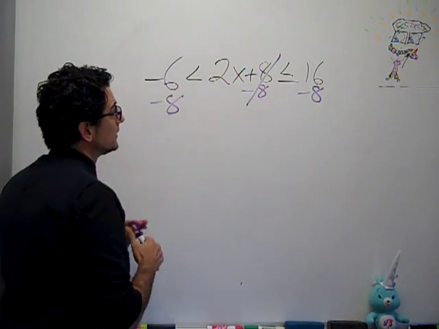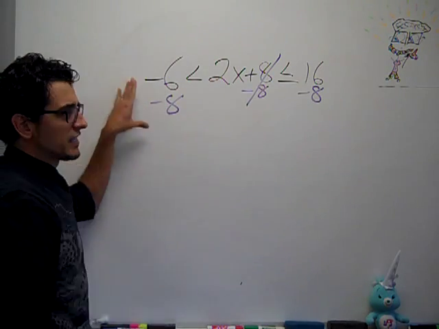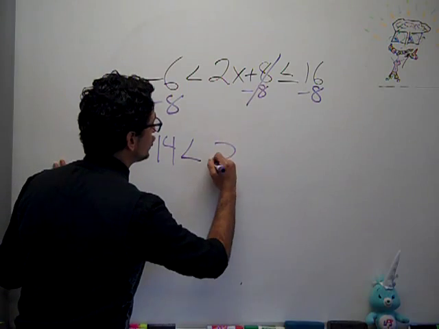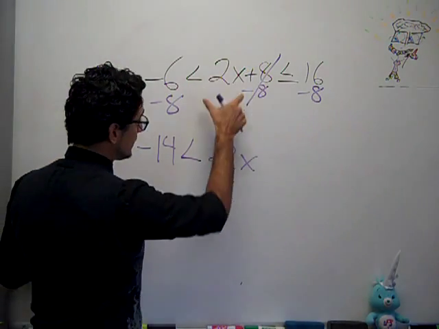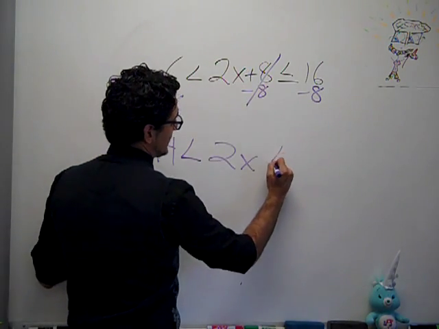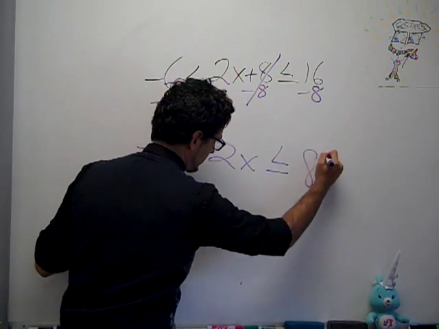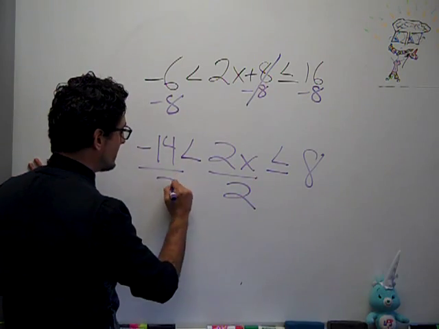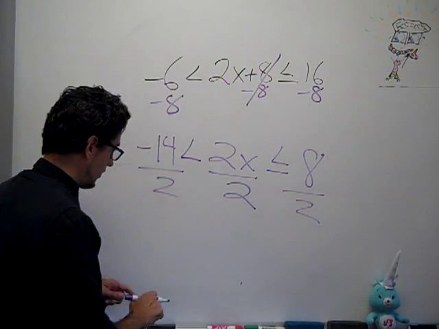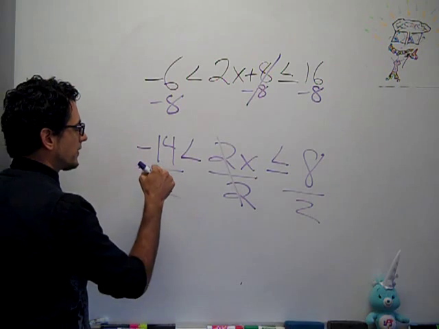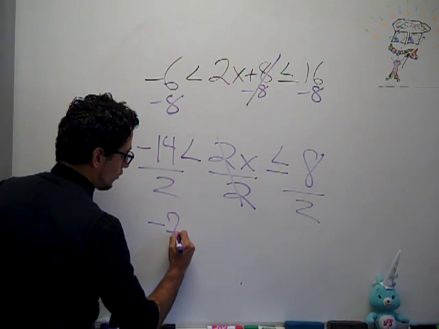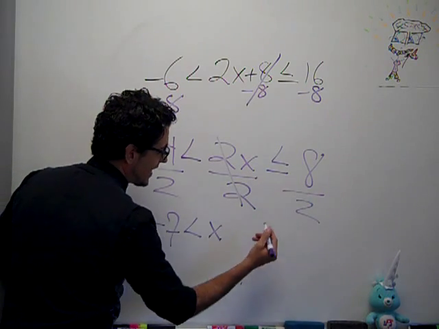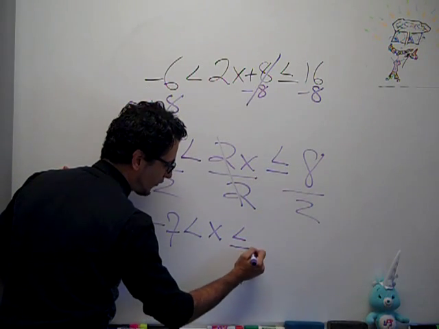I can subtract 8 from here, subtract 8 from here, subtract 8 from here. This cancels out. Alright? So now, what's negative 6 minus 8? We previously said it was negative 14, which is still less than 2x, because that's all that's left here, brought down. And then is less than or equal to positive 8. Then I can use the division property of equality again. Boom! Cancels out. Negative 14 divided by 2 is negative 7, which is less than x. And then 8 divided by 2 is 4.